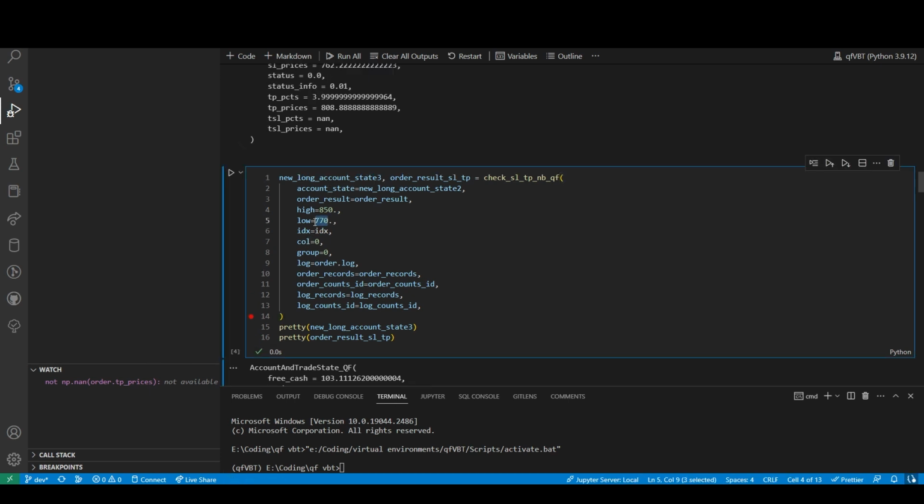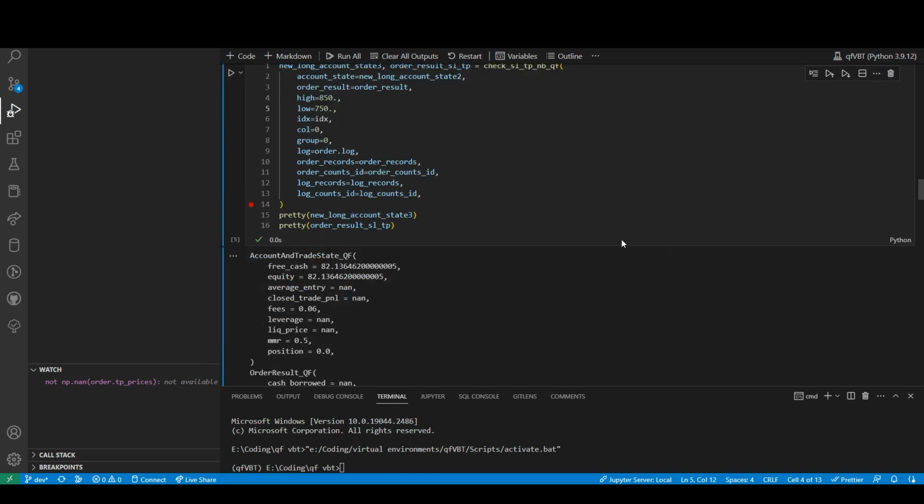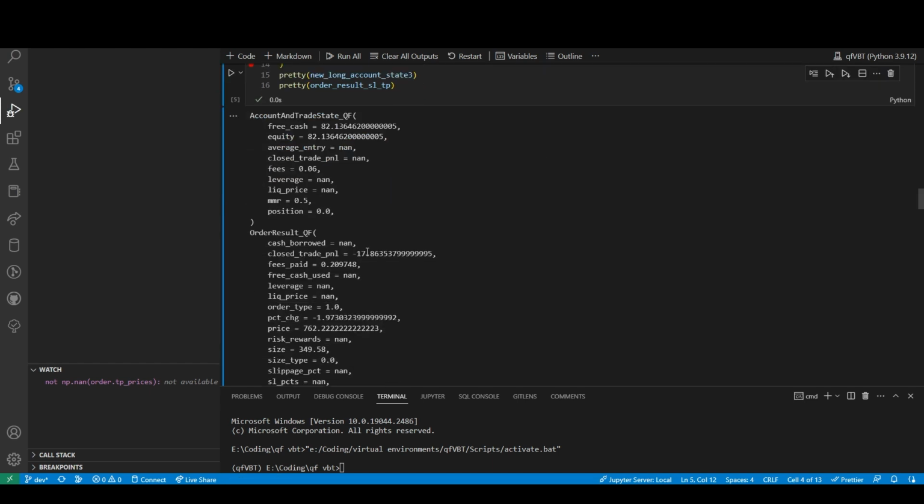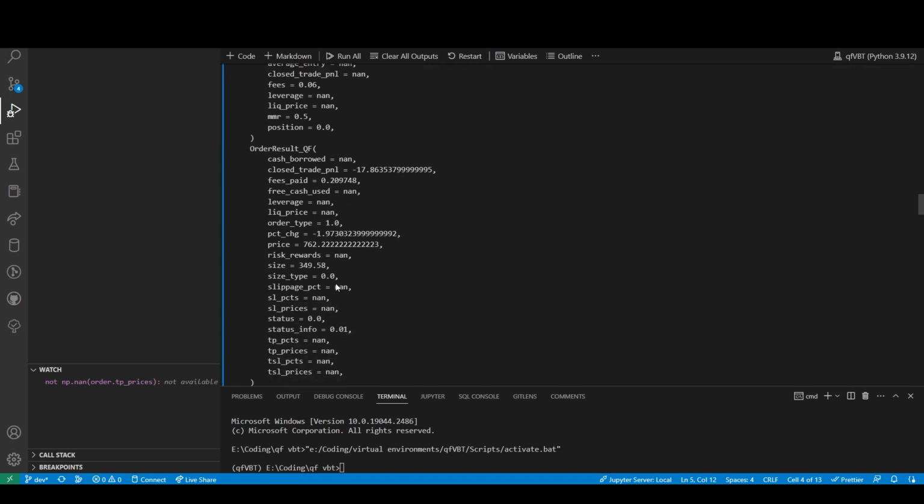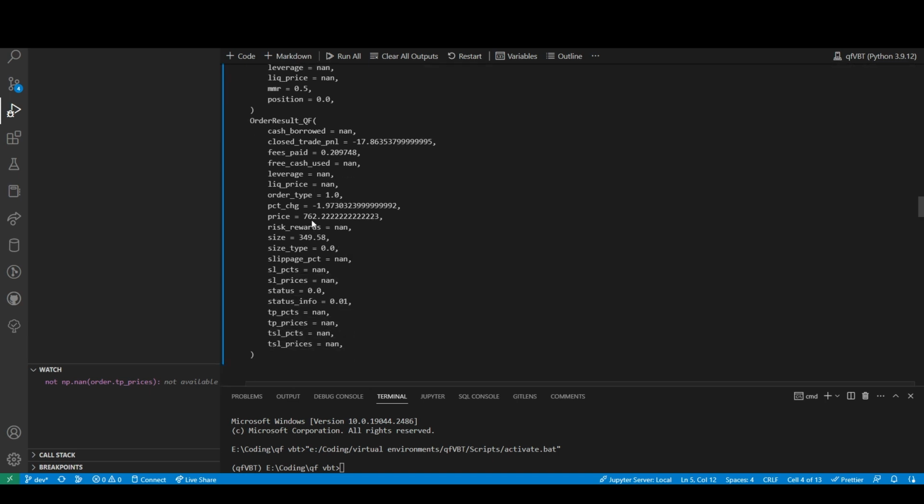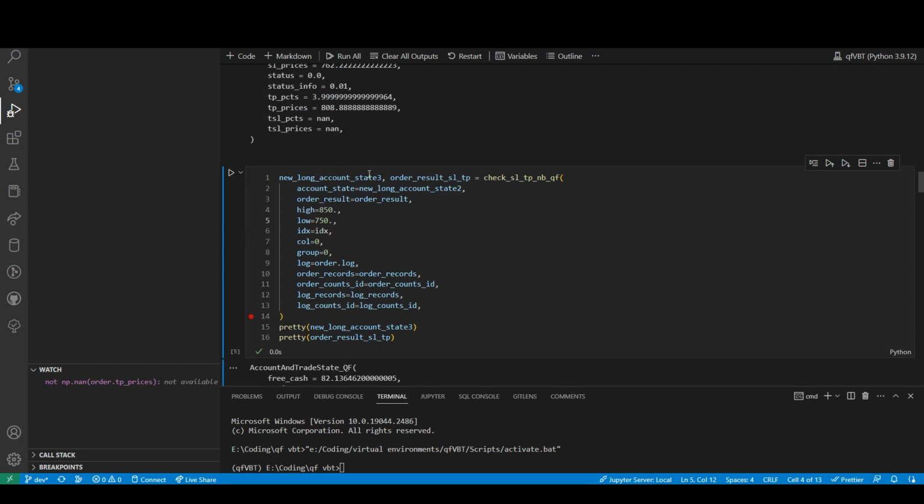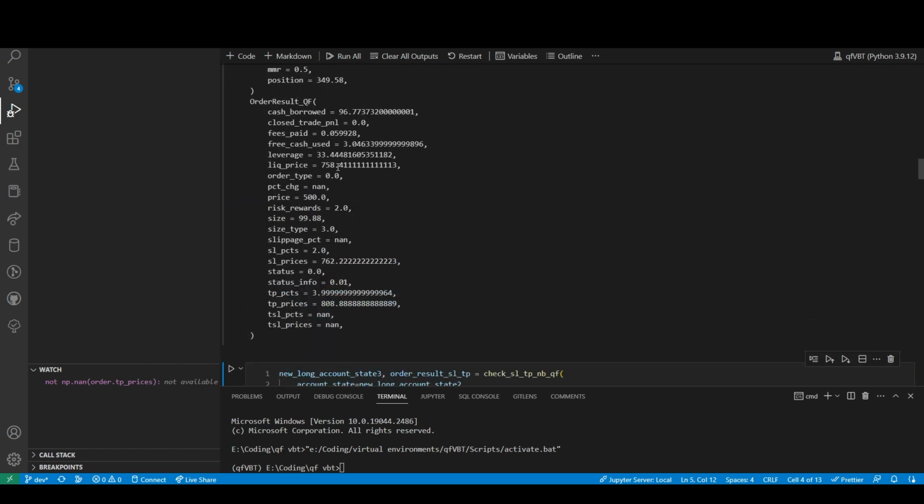So let's put it at like, the high of the candle is 850 and the low of the candle is 750. I think we're going to hit the stop loss. Yep, we hit the stop loss first. Our order type was 1, which is stop loss for longs, because there's no way we're going to get liquidated, because we're going to hit the stop loss first.